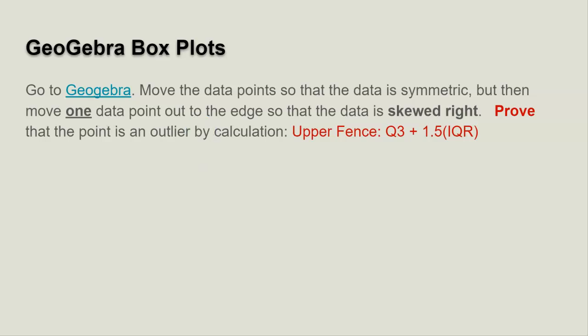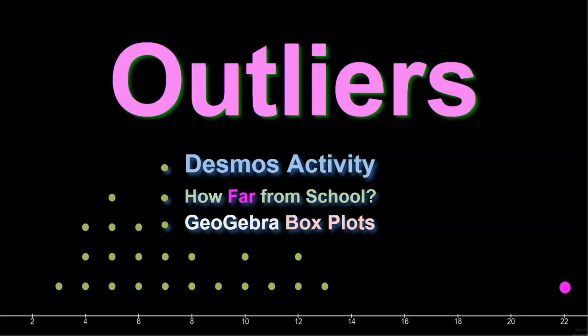And then they'll do it again, put a point way above the data, higher than the data, make sure it goes outside that upper fence, and then prove that it is an outlier by calculation. They will paste pictures of their number line with all their stuff selected at the top so you can see that and any work that they've done, including this calculation. And that concludes our lesson on outliers.